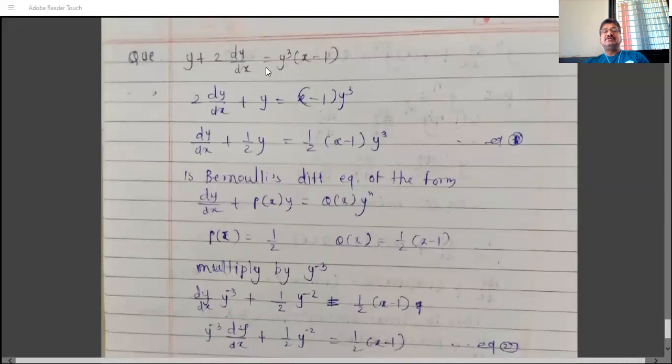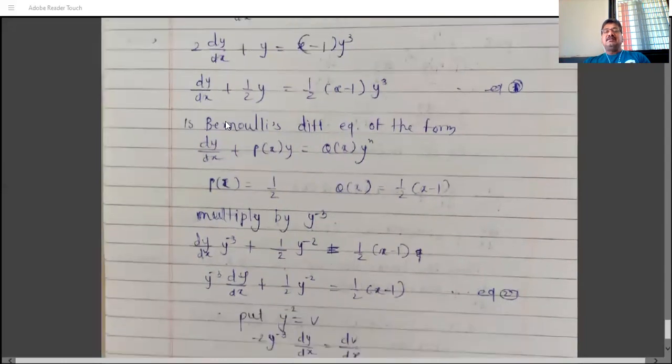Example: solve this differential equation, y plus 2 dy by dx is equal to y cube times (x minus 1). So this is the differential equation of the type 2 dy by dx plus y is equal to (x minus 1) into y cube. First we have to identify that this is Bernoulli's differential equation. So dividing by 2 throughout, we have dy by dx plus 1/2 y is equal to 1/2 (x minus 1) into y cube.